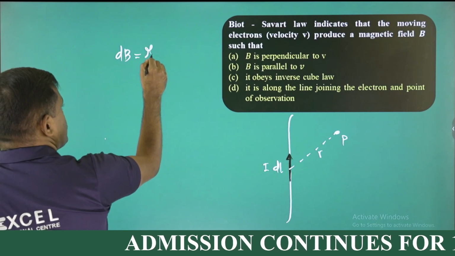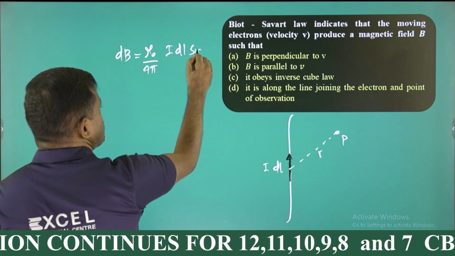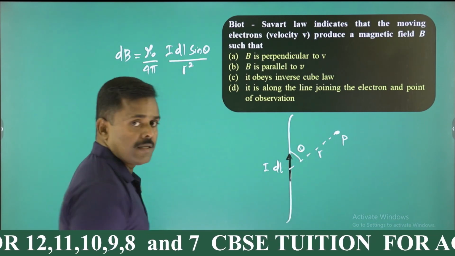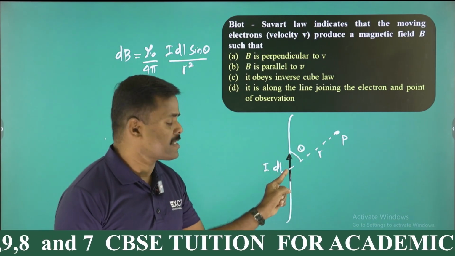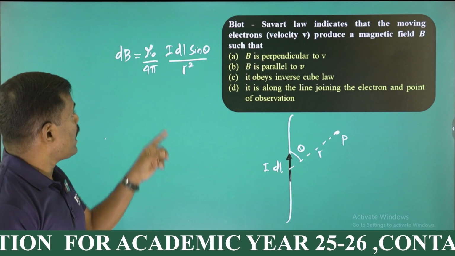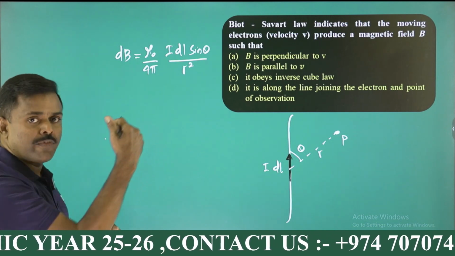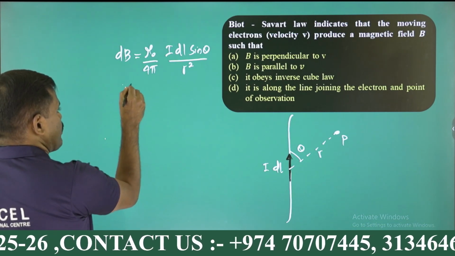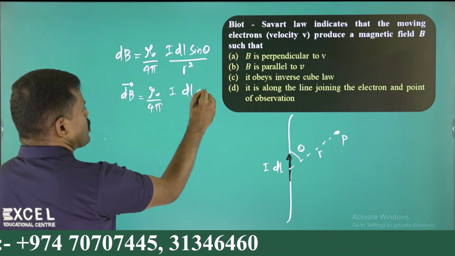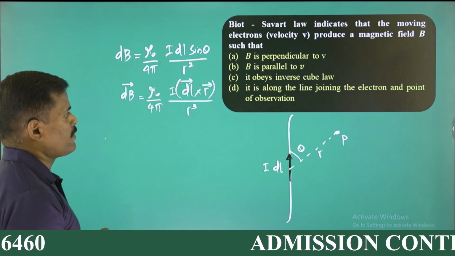According to Biot-Savart law, the magnetic field is given by mu 0 by 4 pi I dl sine theta divided by r square, where theta is the angle between the element and the line joining the center of the element and the point. Theta is this angle, I is the current passing through the wire, and r is the distance to that point. If you rewrite this in vector form, it looks like this. Vector dB is equal to mu naught over 4 pi I into dl cross r divided by r cube. This is the vector form of Biot-Savart law.